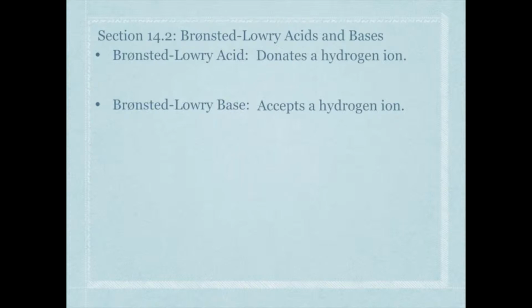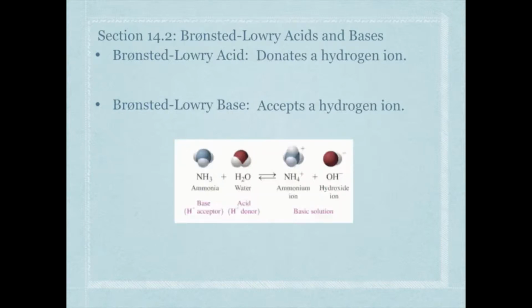So now we don't have the obvious acid producing H+ with a base producing OH- that we had with the Arrhenius definition. Instead, we're going to be talking about hydrogen ion gaining and hydrogen ion loss. Okay, so if you look at this example right here, you have NH3 reacting with water, ammonia reacting with water, and it produces ammonium and hydroxide.